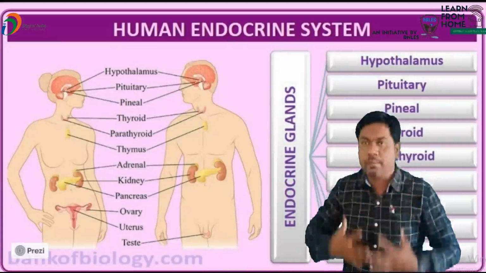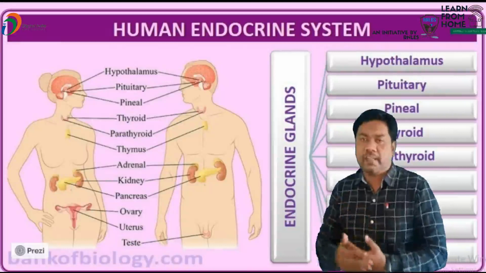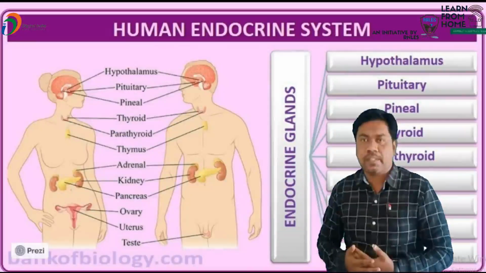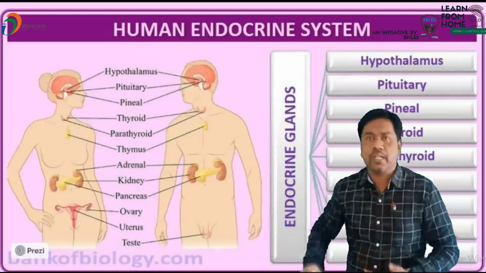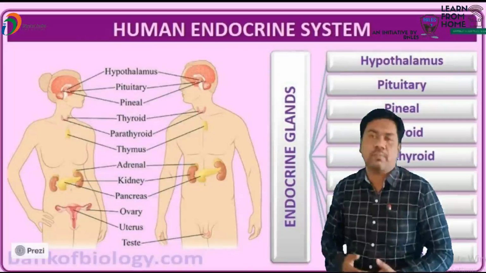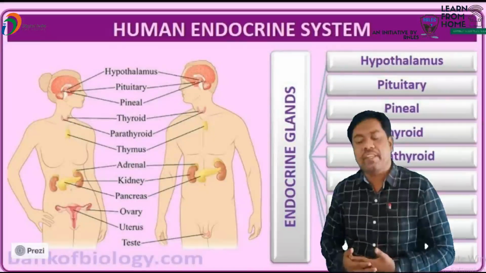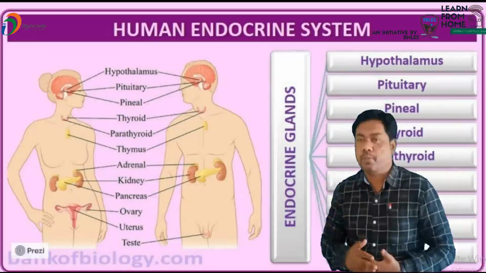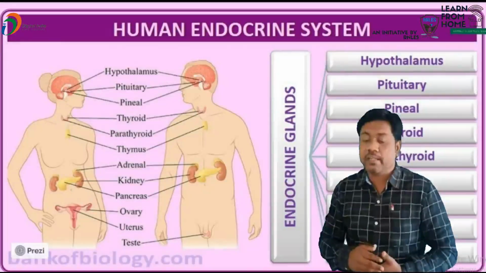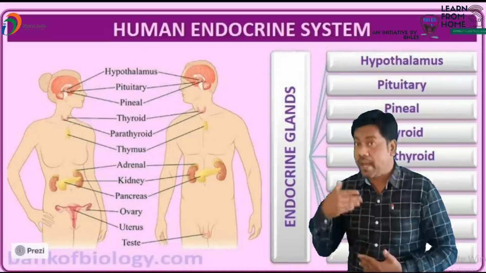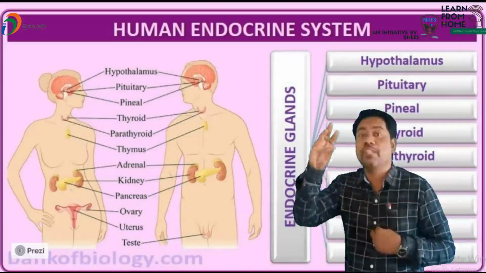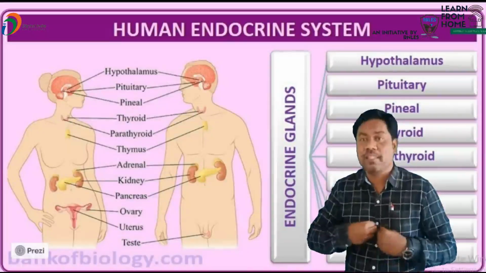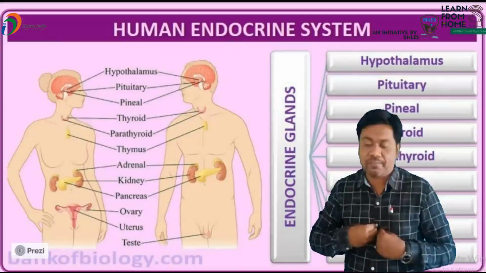In the human body, different kinds of endocrine glands are present, from the head region to below the stomach region. The various glands present are the hypothalamus and pituitary gland, pineal gland, thyroid gland, parathyroid gland, and thymus gland, which is present in the chest region. This thymus gland disintegrates in adults.